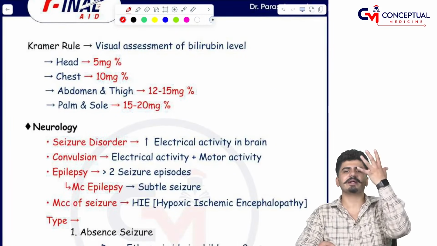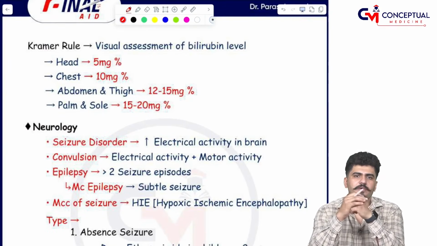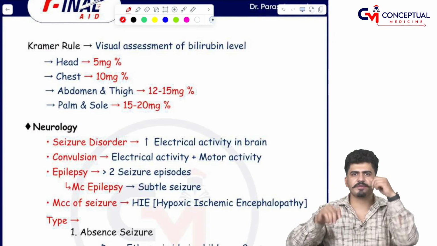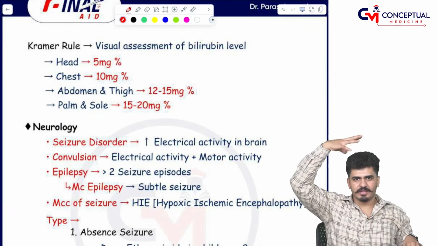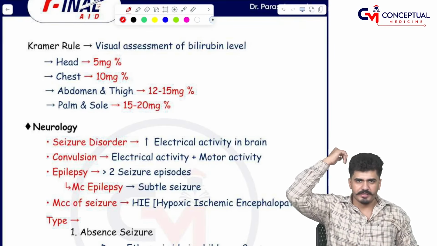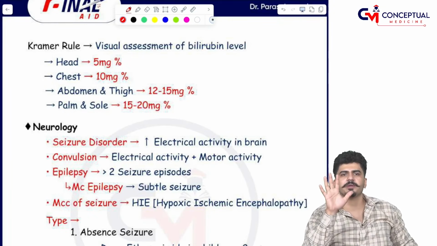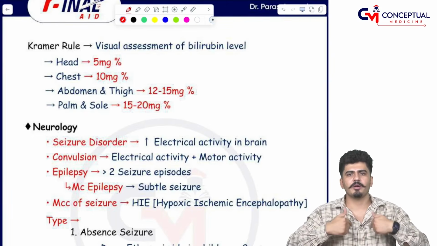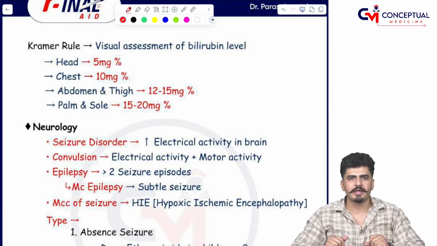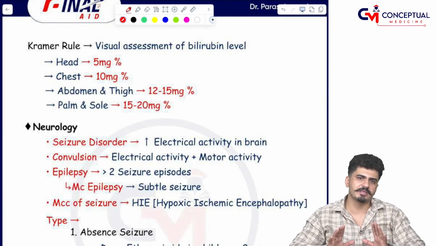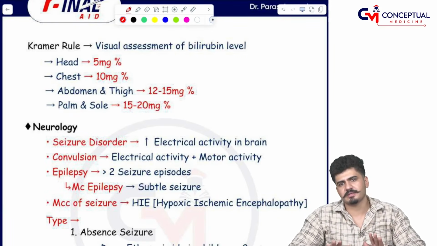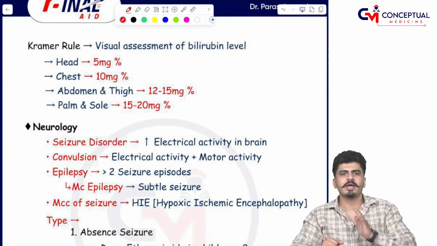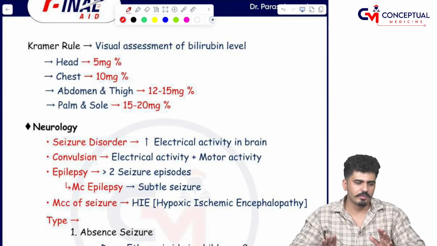Now how do we clinically assess the amount of bilirubin? That is Kramer's rule, my dear friends. Now Kramer's rule: if the head is involved, with pigmentation, then 5%. Chest, we will do like this, is 10%. Abdomen and thigh is 12 to 15%. And then palm and sole is going to be 15 to 20%. So these are the different values with which you can clinically evaluate the level of bilirubin inside the body.